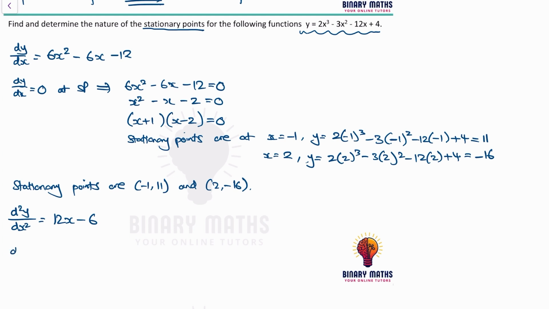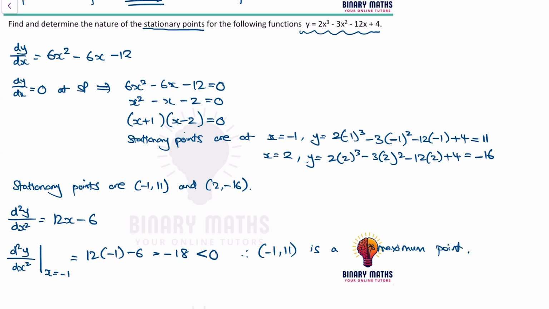And then we need to see what happens to the second derivative when x is equal to minus 1, which means I get 12 times minus 1 minus 6, which is equal to minus 18, which is less than 0. Therefore, (-1, 11), because it's less than 0, is a maximum point.